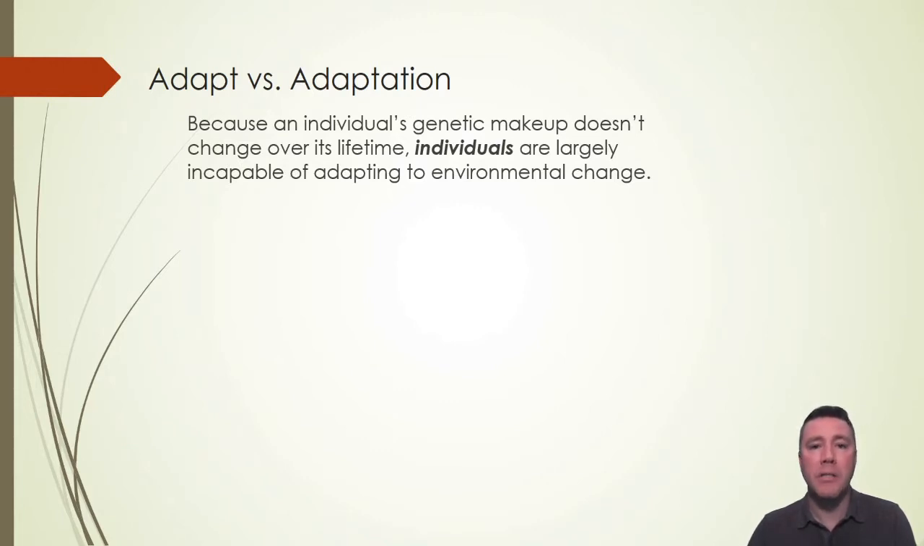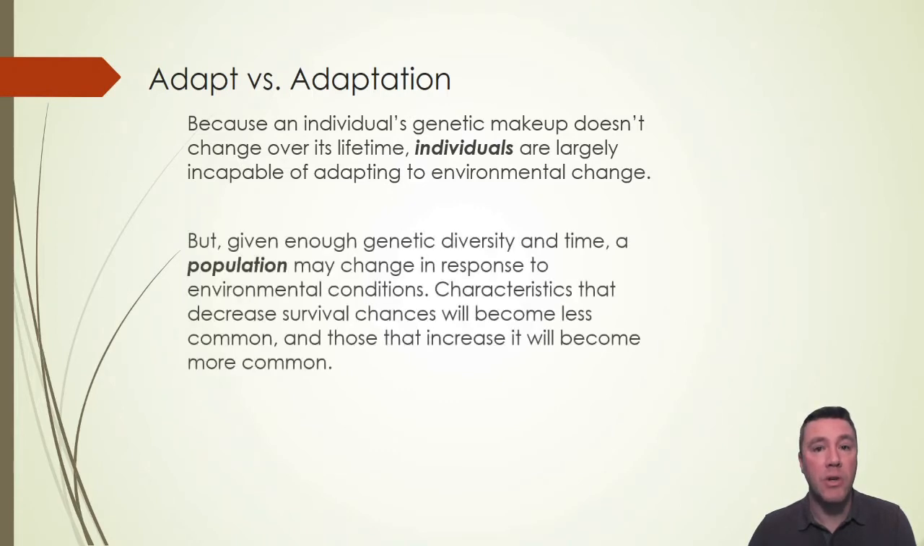However, one of the basic tenets of evolutionary theory states that populations, over long periods of time, change in response to environmental conditions. It is, in fact, changing environmental conditions that select for or against individuals based on their unique variations. So, although we wouldn't describe an individual as adapting to environmental change because it's incapable of doing so, we can say that populations adapt to their environment.